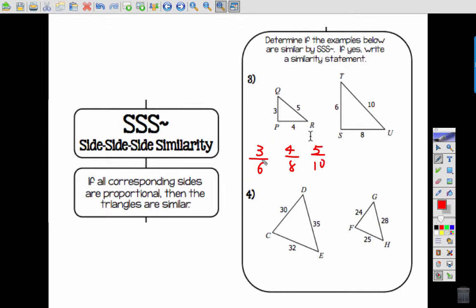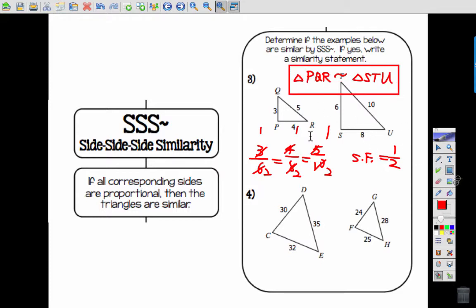6, 8, 10. Then you simplify them. See if they come down to the same fraction. They all come down to 1/2. In other words, all three sides are proportional with the same scale factor. Their scale factor is 1/2. And therefore, I can draw the conclusion. Be careful with your sequence. Triangle PQR is similar to triangle STU. And that is my similarity statement right there.